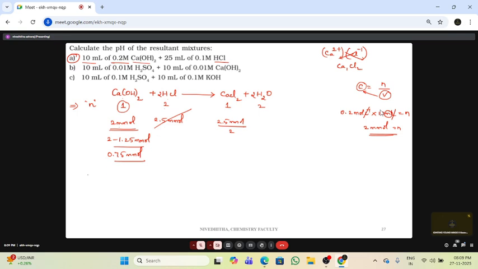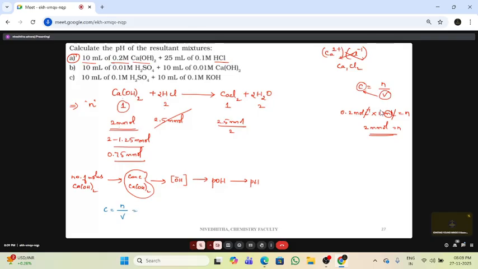For that, see, we have the number of moles of calcium hydroxide. From this, you have to calculate the concentration of calcium hydroxide. And from this, we have to calculate the concentration of OH minus ion. From that, we have to calculate pOH and finally the pH of the solution. So our job is to calculate the concentration of calcium hydroxide now. And what is the formula to calculate concentration? Concentration is equal to number of moles by volume.